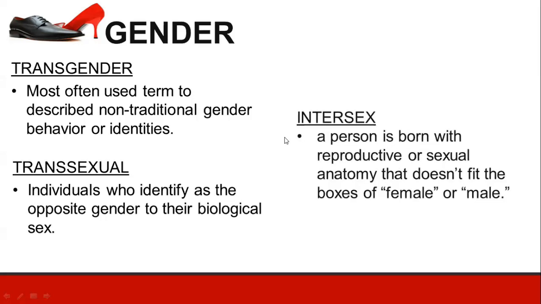So it is a person who is born with reproductive or sexual anatomy that doesn't fit the boxes of a female or a male, which means they are persons who have both sex or both characteristics of the female and the male body, and most of them have the same reproductive system in their body, but the other one is not functioning, and also their hormones. And the problem sometimes with intersex people is that the doctors perform illegal medical treatment on them.